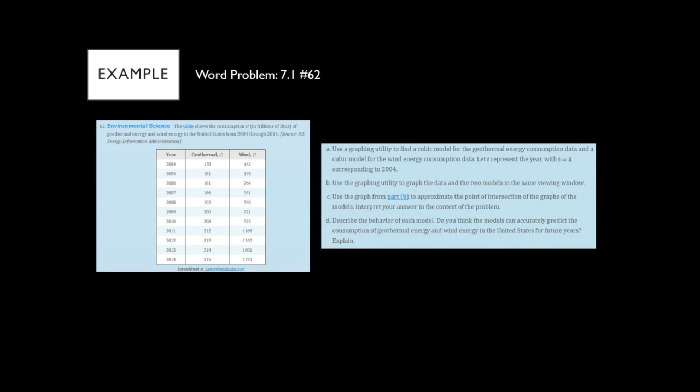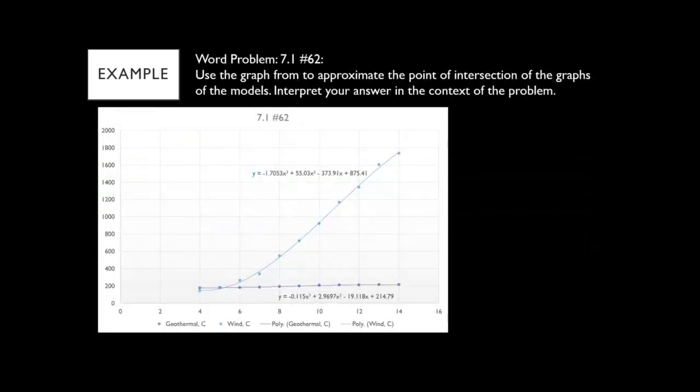Then part C is to use the graph to approximate the point of intersection, interpret the answer in the context of the problem, and describe the behavior of each model. Do you think the models can accurately predict the consumption of geothermal energy and wind energy in the United States for future years? I did parts A and B already in Excel. You don't need to know how to do this, but if you want, you can play around with it on your own. I graphed them and made the graph so you can see the equations that best fit the data that we have.